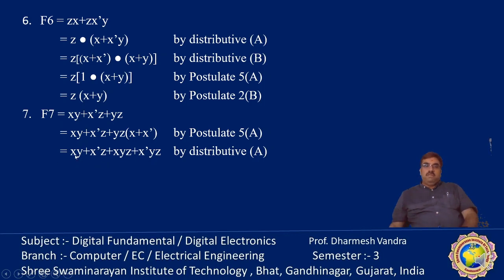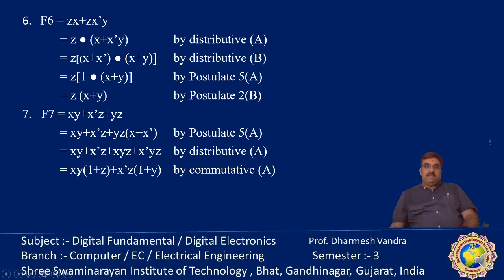So now what we'll do: compare the first and third parts. We take the common xy here, and here there is a 1 and z is coming from here. Now compare the second term and the fourth term. So x dash z is common. Here it is 1 and here it is y. So by the distributive law, we can minimize this function.